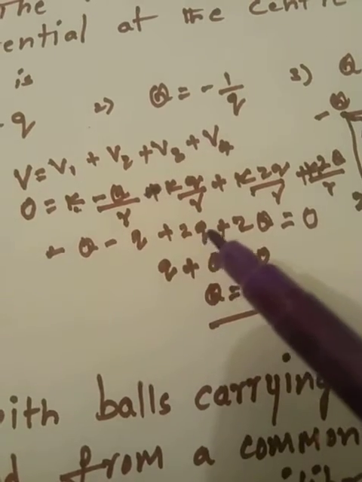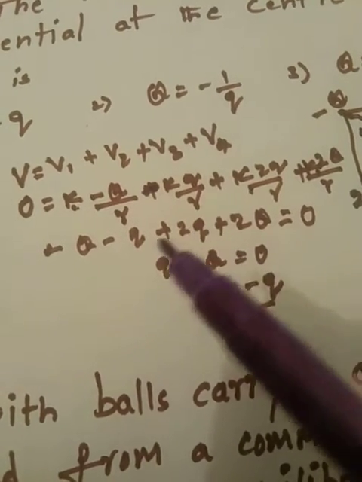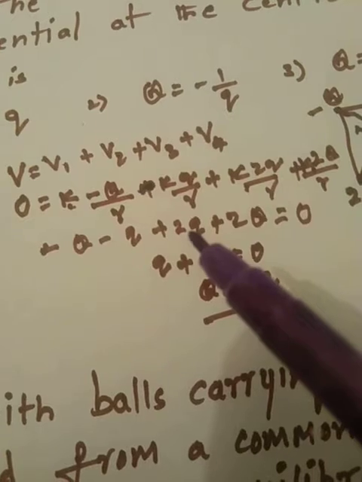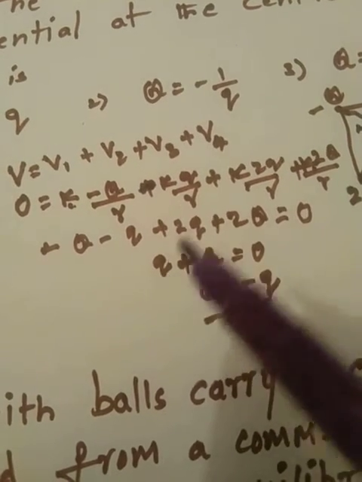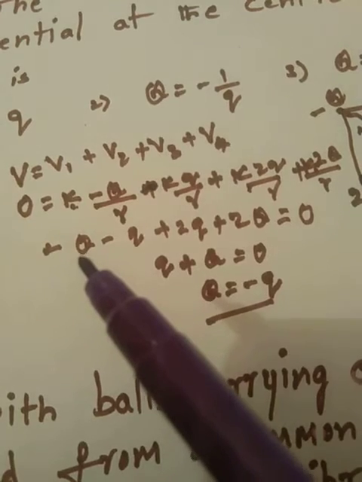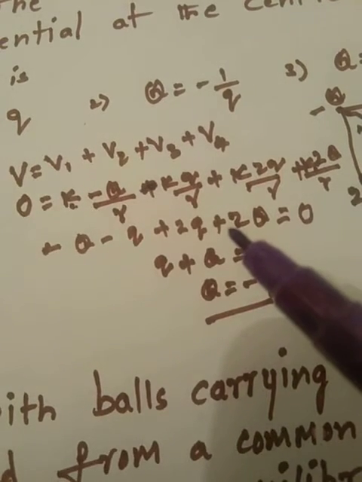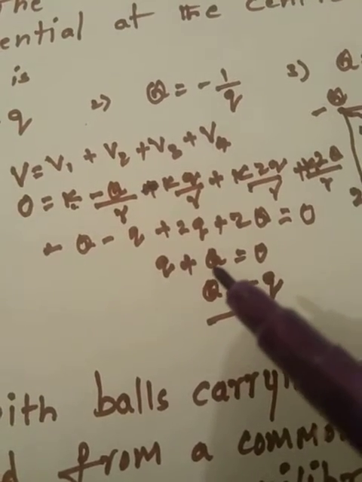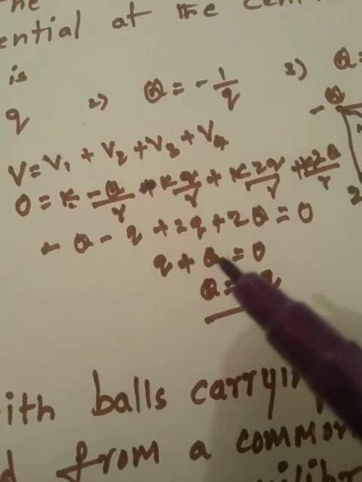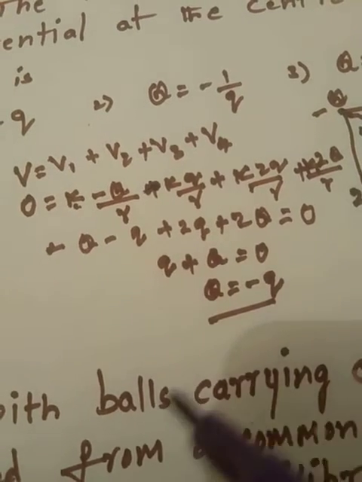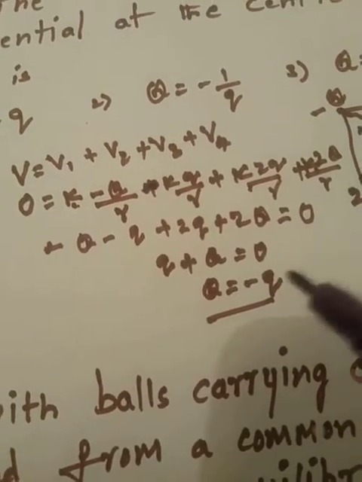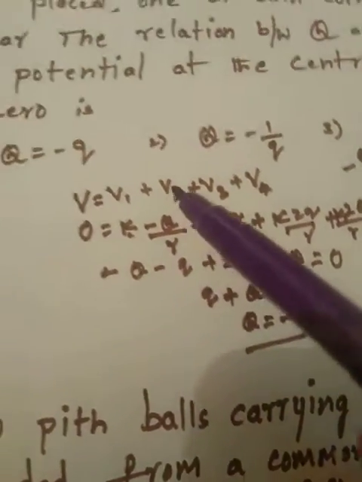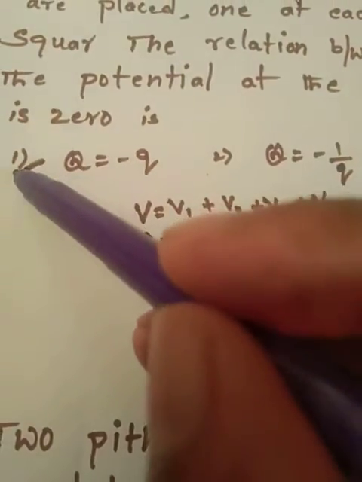So minus q and plus 2q will become plus q, and minus capital Q and plus 2 capital Q will become 1 capital Q, and that is equal to 0. Therefore capital Q is equal to minus q. So the right option is the first one.